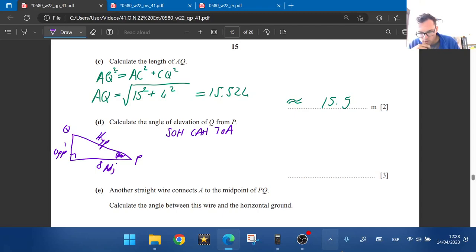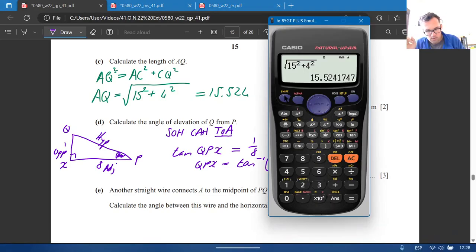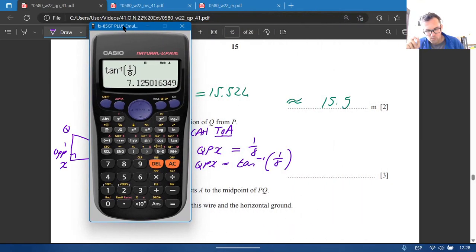So what are we using? We're not using the hypotenuse, we're using the opposite and the adjacent. So it's going to be tan. Now that angle, I'm going to call it QPX, equals TOA, O is first, the opposite, over the adjacent. So to find QPX, move the tan there, is the inverse of tan, 1/8. So here we go, shift tan, 1/8, 7.125. Small for an angle, isn't it?